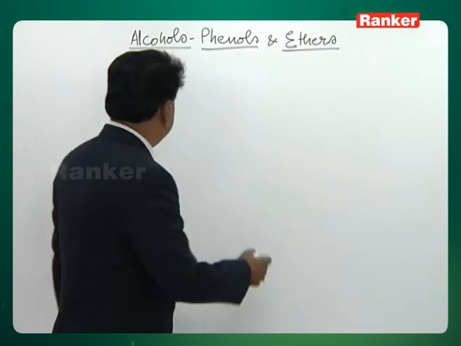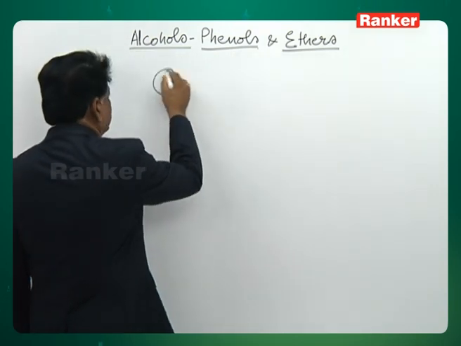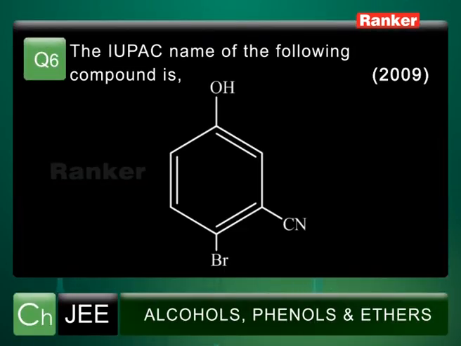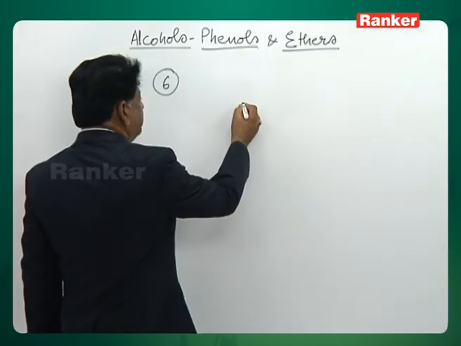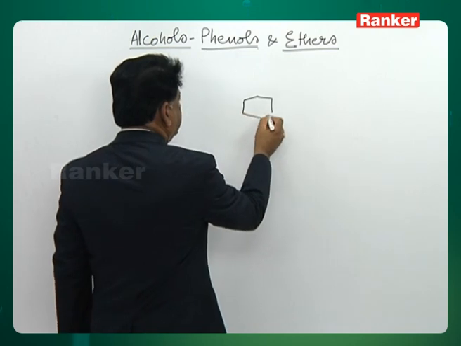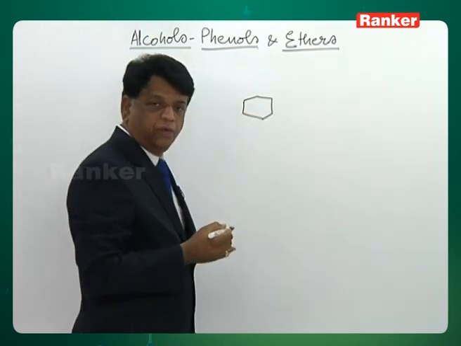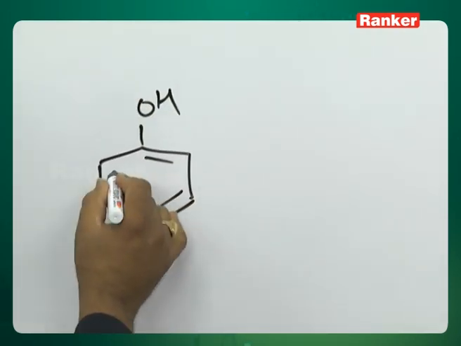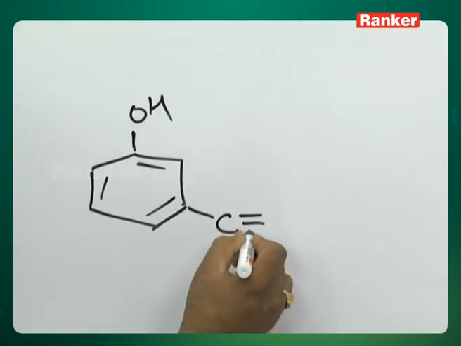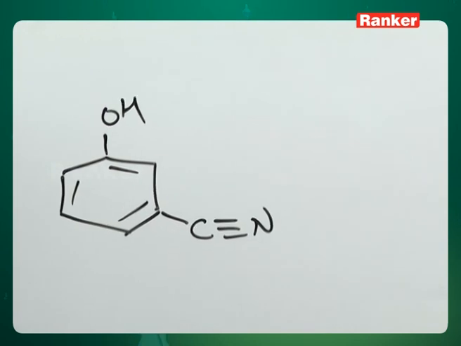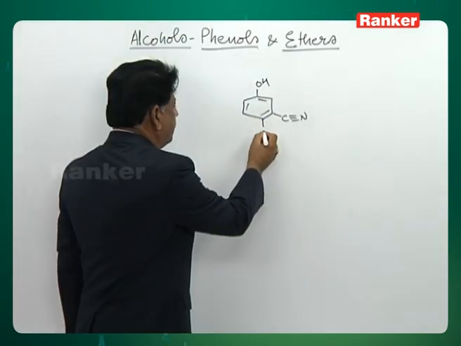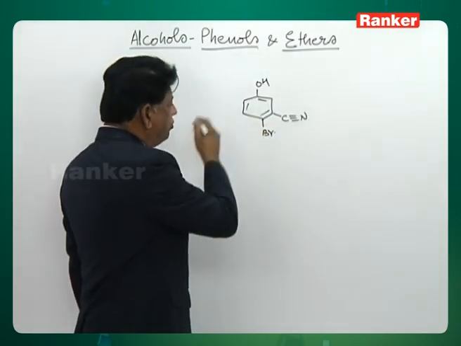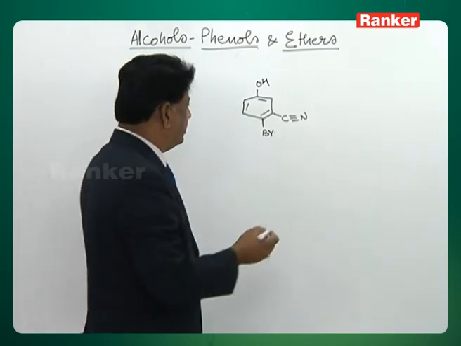Let's go to question number 6. The IUPAC name of the following compound, it's a 2009 question. There is a benzene containing 3 functional groups. One is OH, one is a cyanide, and the other one is a bromine. Now out of these 3, cyanide will be the important one.